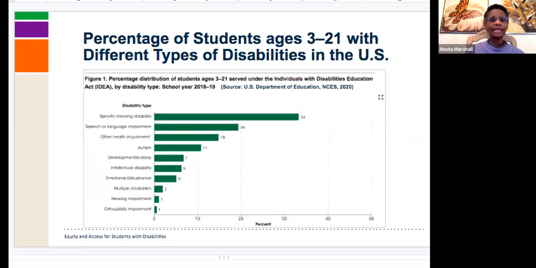So let's take a zoom in look at the different types of disabilities. And topping the list is specific learning disabilities. And following learning disabilities, I believe we have speech or language impairment and other health impairment, which includes students with diabetes, asthma, students with epilepsy. And you will also notice on our graph that there are other disability types listed, though they occur with lesser frequency. However, they're still worth noting. Next slide.